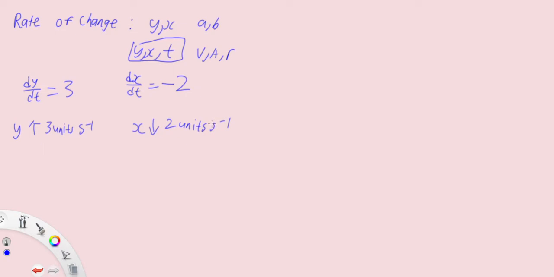Because there must be a reason why the question gave you the values of these two, it is for you to find out the value of another derivative, and that derivative would be your dy dx. So how do we relate dy dt to dx dt? Very simple. dy dt over dx dt. Why is that so? Go back to the definition of your derivative. dy dx is basically the rate of change of y with respect to x.